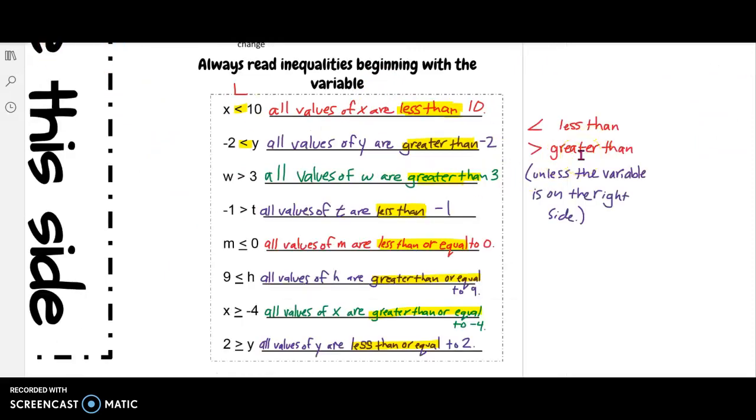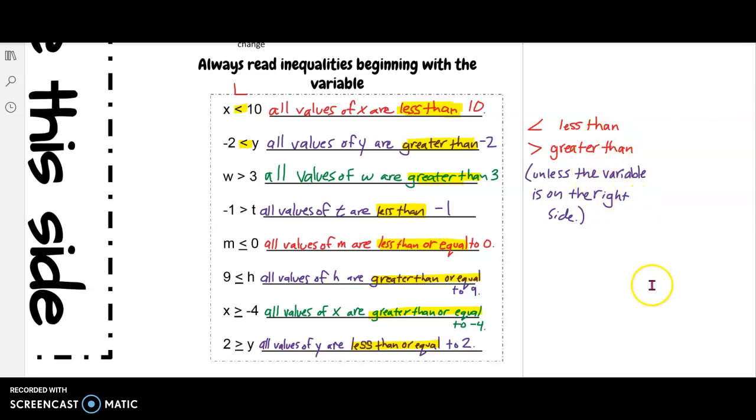Okay, so please check your answers to make sure that they are correct. Most of the time we will see the variable on the left, like x is less than 10. But if it is switched, that means what you're saying needs to be switched also. So x is less than 10 is how the first one reads, but the second one is y is greater than -2 because the y is on the right side, okay?